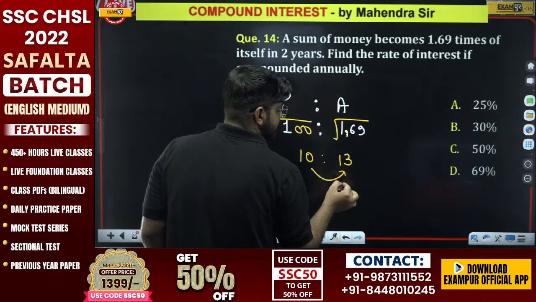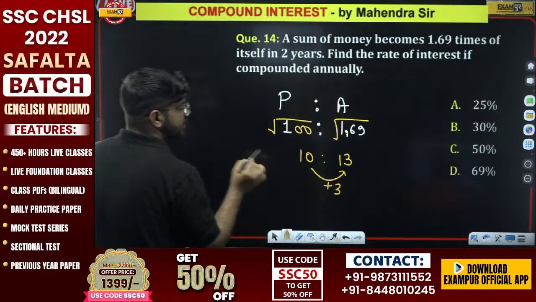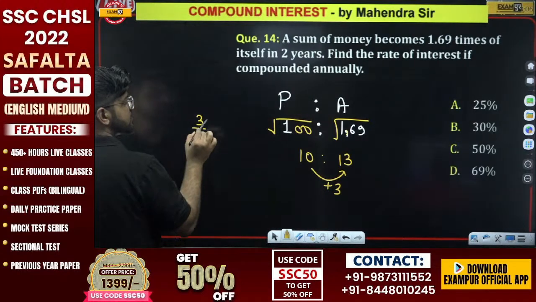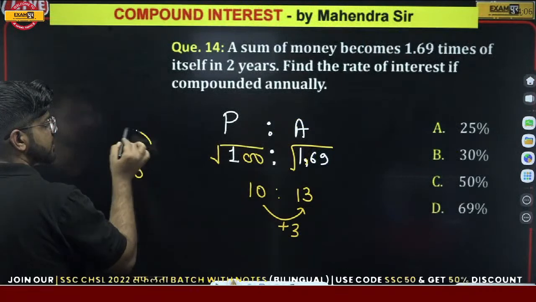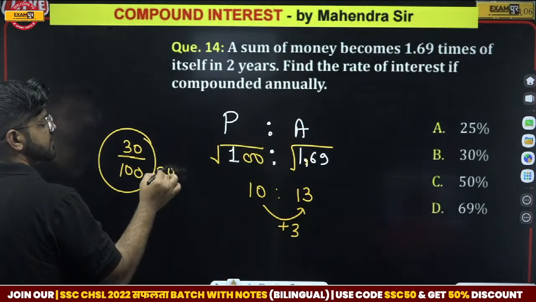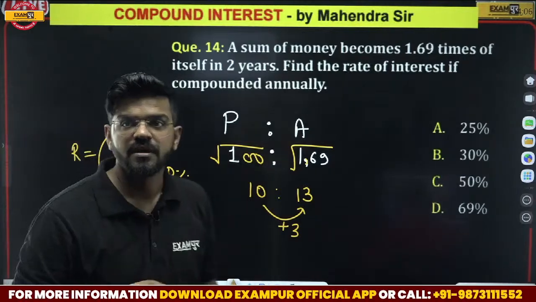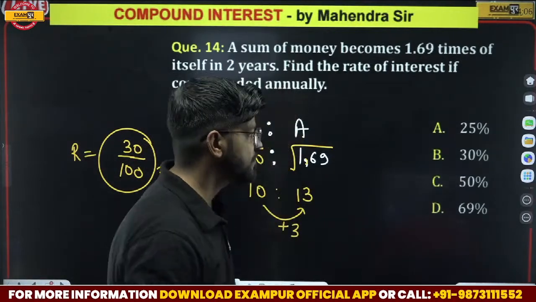How much increment? You can say, sir, 3 increment on 10. 3 on 10. That means 30 on 100. 30 on 100 is 30%. So the rate of interest is nothing but 30%. Clear to all of you? Rate of interest is 30%. Very good, Sam. Superb.